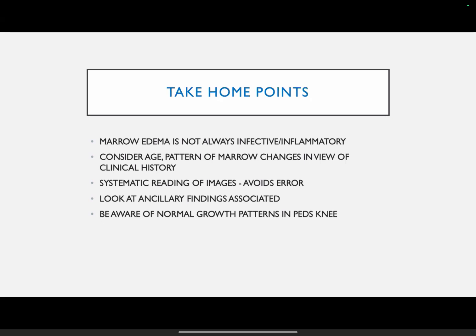Consider the age and pattern of marrow edema changes in view of the clinical history. Systematic reading of images is important to avoid error. Look at ancillary findings which are associated with a pattern of disorder or pathology, and beware of normal growth patterns in the pediatric knee. Thank you very much for your attention, and I would like to take any questions if we have any.